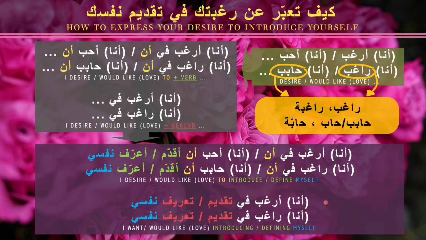Now for the second format, when we would like to use the gerund, we use the verb desire or wanting. We don't use the verb أحب for it. So أنا أرغب في تقديم نفسي. تقديم is the gerund format from أقدم, or تعريف نفسي, the gerund-like format from the verb أعرف. أنا راغب or أنا راغبة for the feminine في تقديم نفسي, في تعريف نفسي.